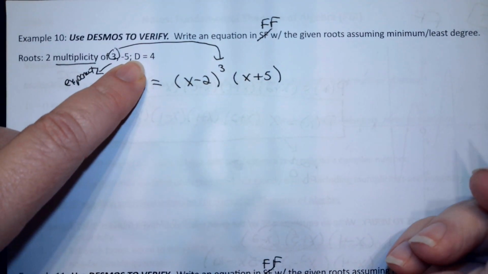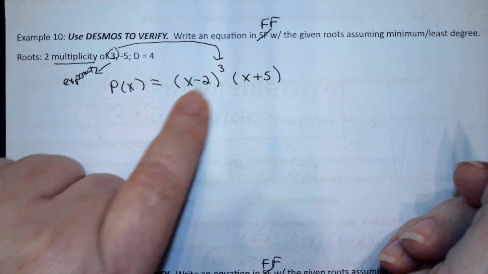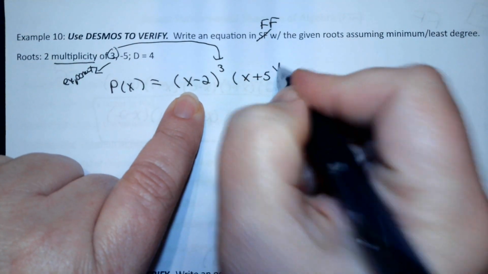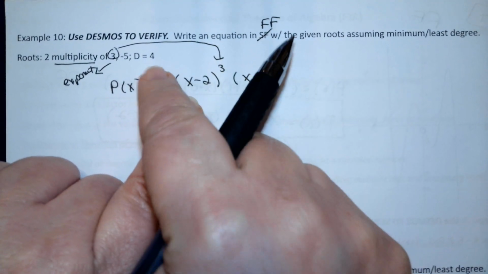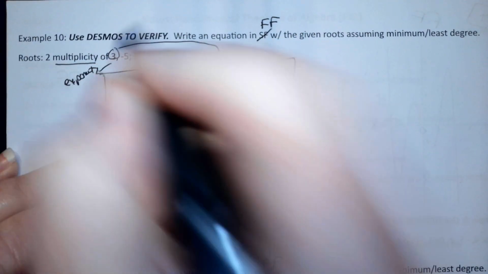Now it's telling us that the degree is 4. So how many times did I use this? I used this one 3 times. How many times did I use this one? I used that one 1 time. And 3 plus 1 does give us 4. So this is our answer in factored form.